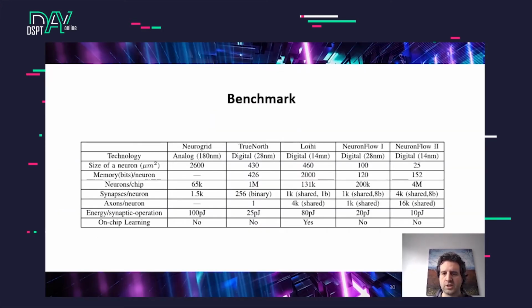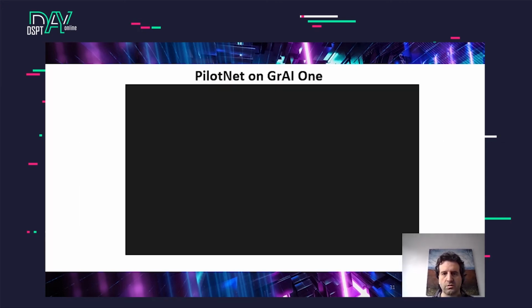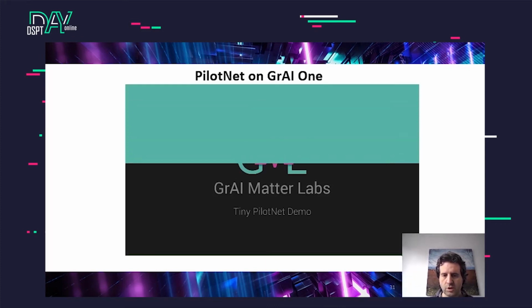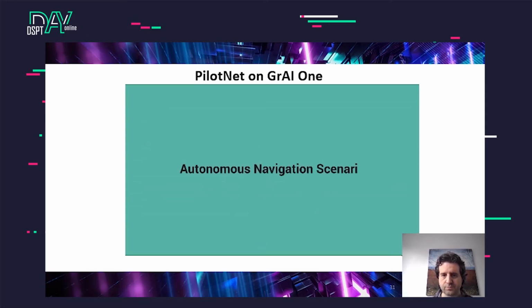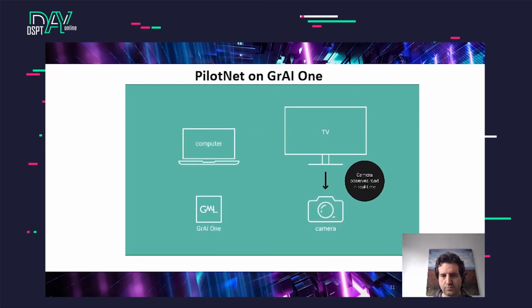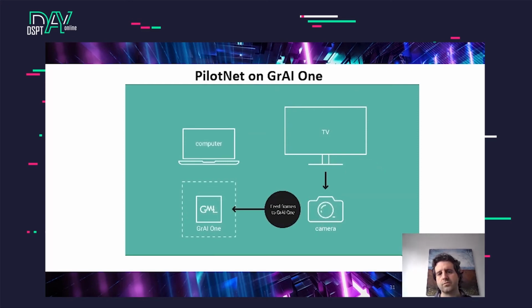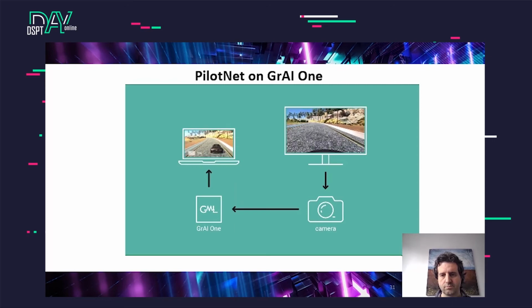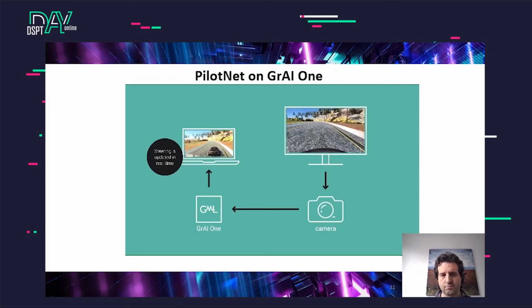I have here some results, but in view of time, I'm going to skip them. I think I wanted to show you our demonstrator. We have created an autonomous navigation scenario using a gaming engine. A camera observes a road in real time and feeds its frames to GrAI One. GrAI One processes the input scene using a neural network called PilotNet and updates the steering angle for a car. This information is received by the gaming engine, and the steering is updated in real time.